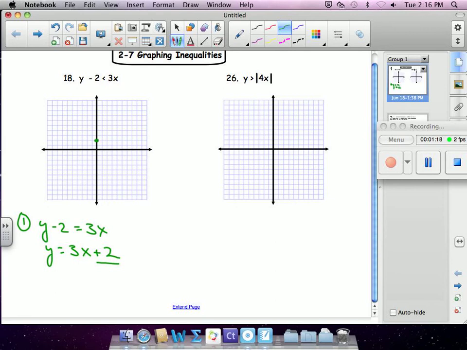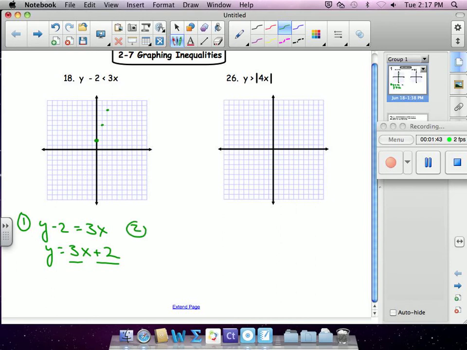Then it gives you the slope. This line has a slope of 3, which you can think of as a fraction, 3 over 1. And that tells me to go 3 up from my first point and 1 to the right. I can do it again if I want. Up 3, 1 to the right. So there's step 1. I've created some points.